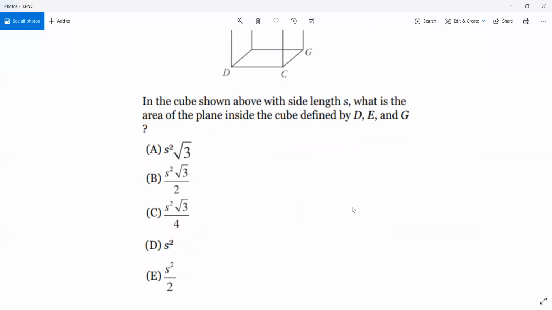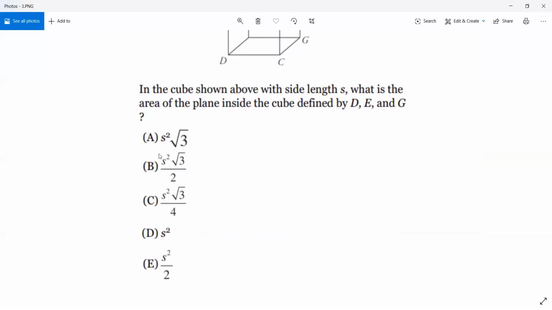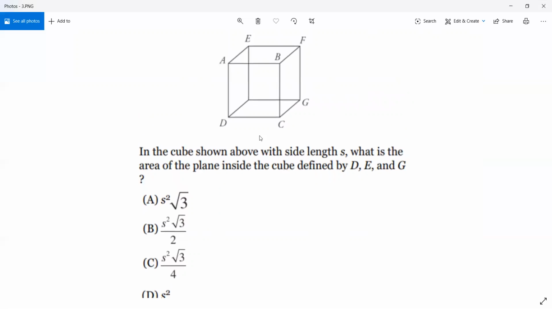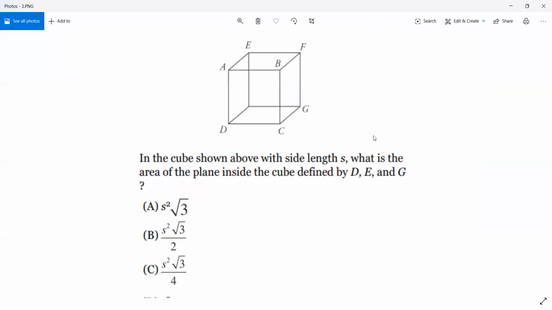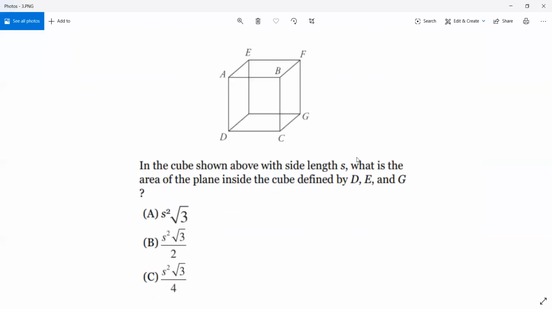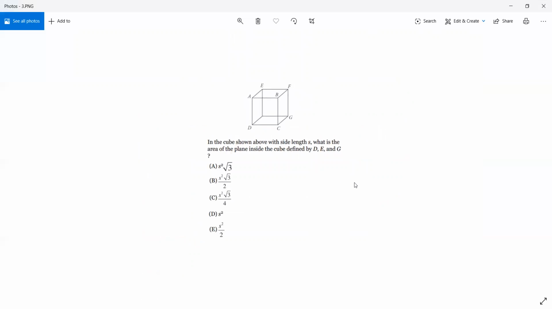Right? So the options are here A, B, C, D, E. You need to find the plane inside the cube, and the plane defined is connected to the points D, E, and G. You need to find that. So let's see its solution.